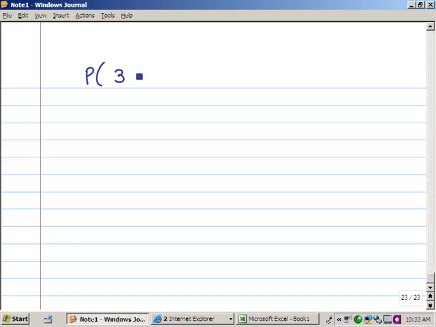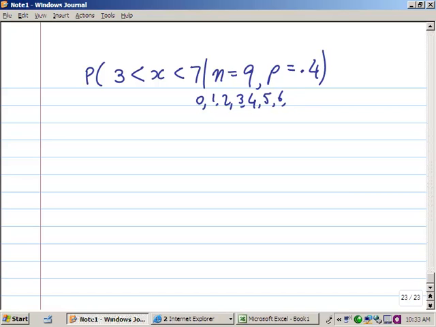Alright, what if I had a range like this, with no equal signs? x greater than 3 and less than 7, n of 9, p of 0.4. First thing, we could change that to a statement using equal signs, but let's just look at our situation. Greater than 3, less than 7, so we want 4, 5, and 6.